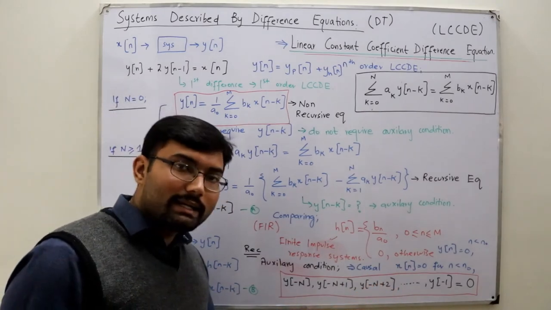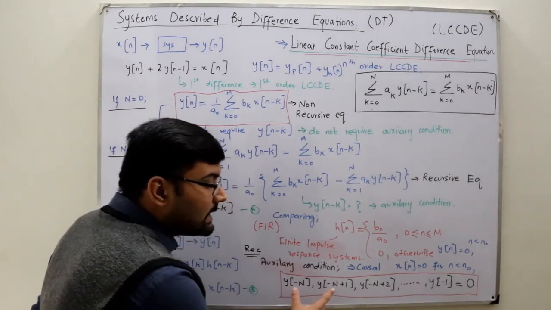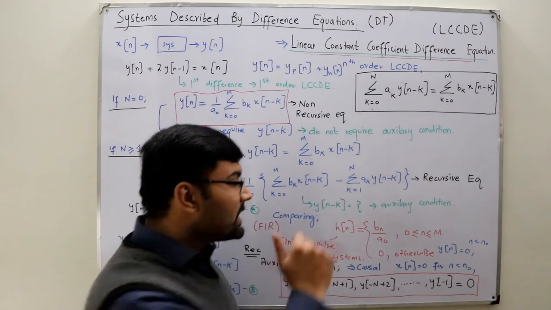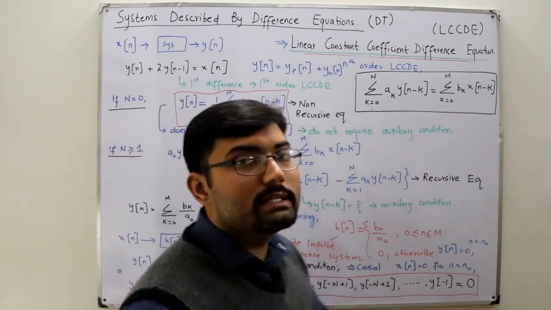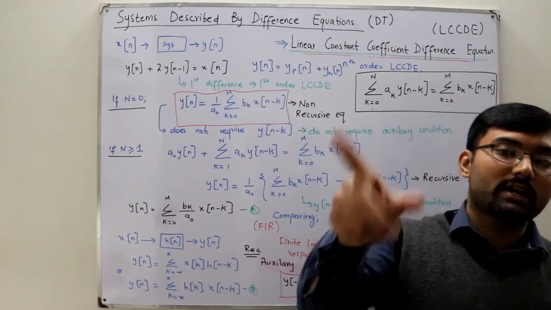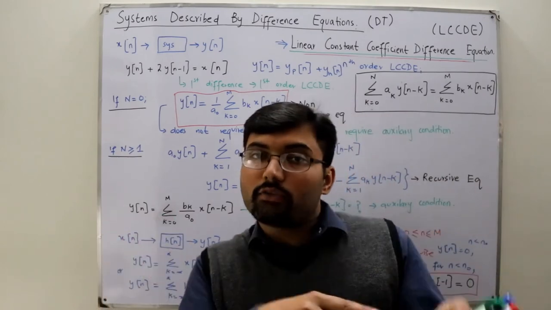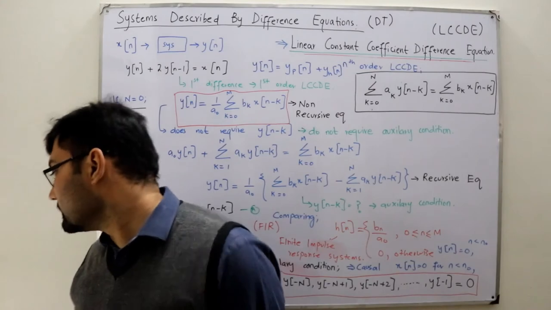This might be a little confusing point, but all these values, negative n, negative n plus 1, negative n plus 2, are lying on the left-hand side of this n naught, which means all these values are less than n naught. So for less than n naught, the input is 0, which means if it is a causal system, it is satisfying the condition of initial rest. So if the input is 0 for this particular time, the output would also be 0.